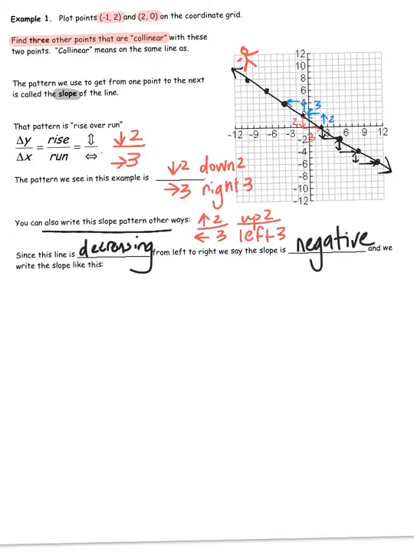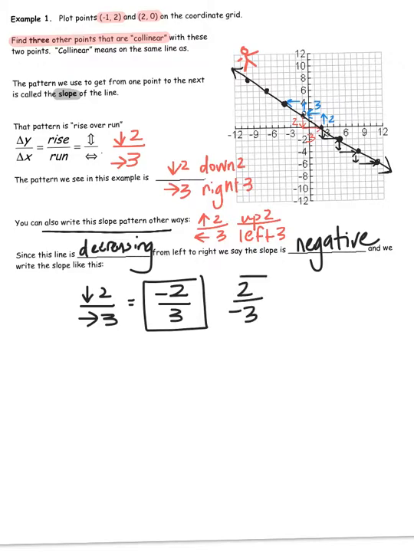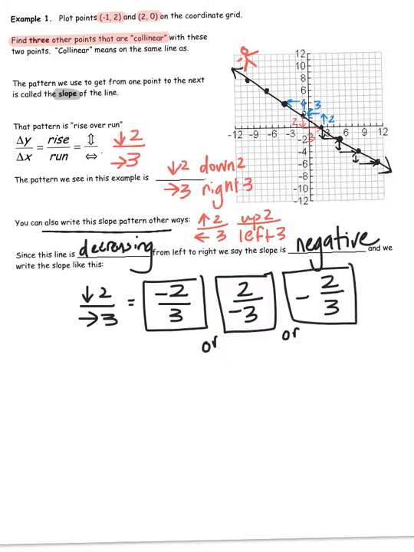And we actually write the slope like this. Remember, I'm going to go back to my original slope. My original slope was down 2, right 3. I actually write that slope as negative 2 over 3, since my slope is decreasing. And remember the other way we wrote our slope was up 2, left 3. So the negative symbol could also be at the bottom. It doesn't matter, as long as you have a negative symbol. So you could write it either way. And there's also another way to write this. You could put the negative out front and just call it negative 2 over 3. So we have 3 ways to write the slope here.